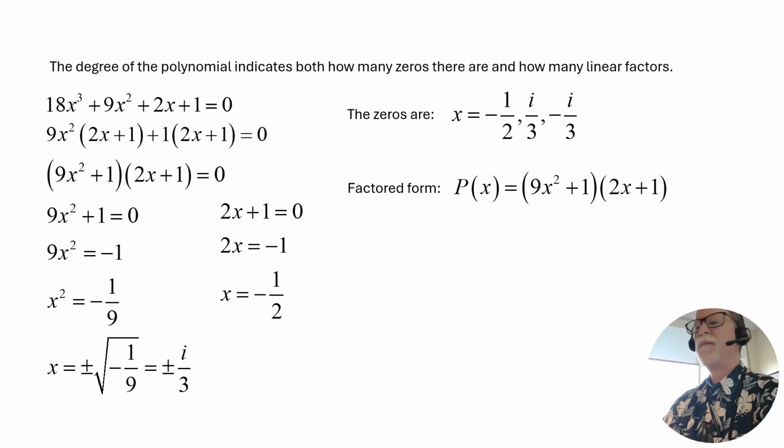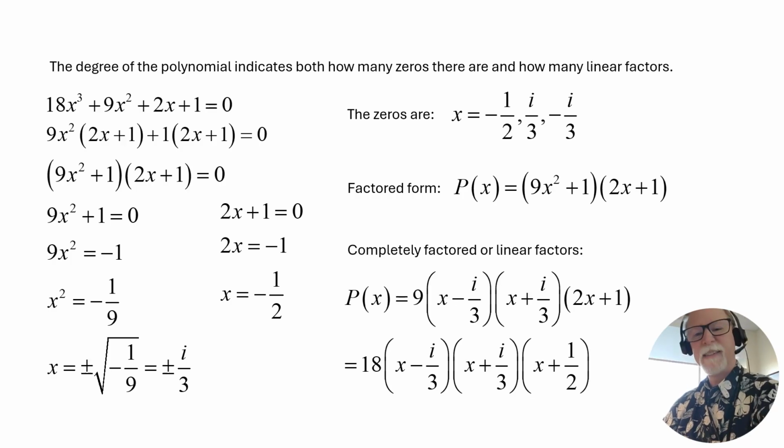Factored form, I put the quadratic and the single linear as a factored form, perfectly fine. And then if it did say completely factored or write as linear factors, you can see what I've done there. Now do pay attention to the leading coefficient, and depending on how you use the linear factors, you've got to account for that leading coefficient. I've shown two different options right there.